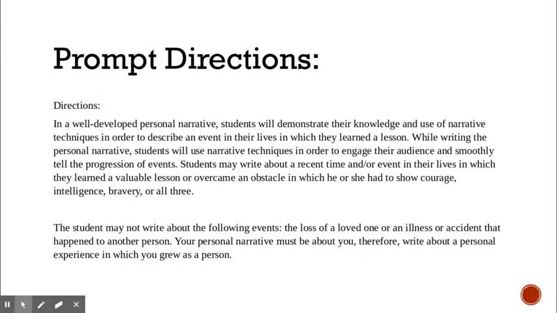And here's the specific prompt. In a well-developed personal narrative, students will demonstrate their knowledge and use of narrative techniques in order to describe an event in their lives in which they learned a lesson. This personal narrative will be written in MLA format.